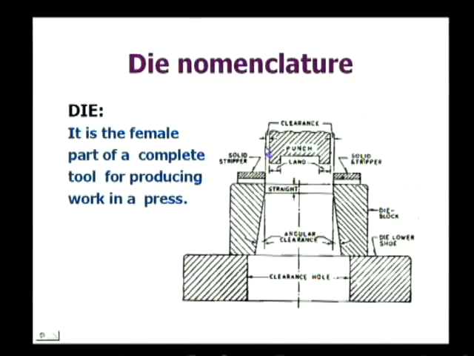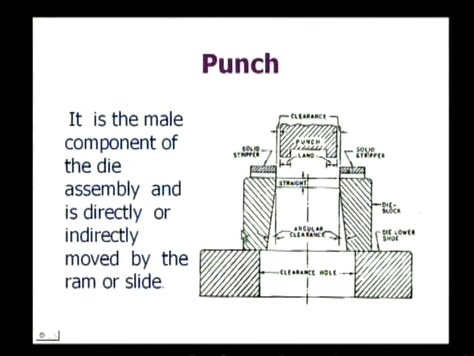Die. It is the female part of the complete tool for producing work in a press. Punch. So, here this is the punch. It is the male component of the die assembly and is directly or indirectly moved by the ram or slide. And you can see that this is the punch.